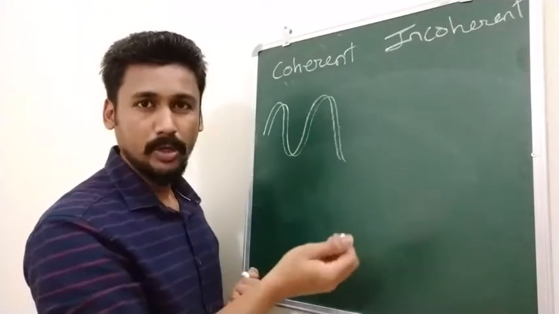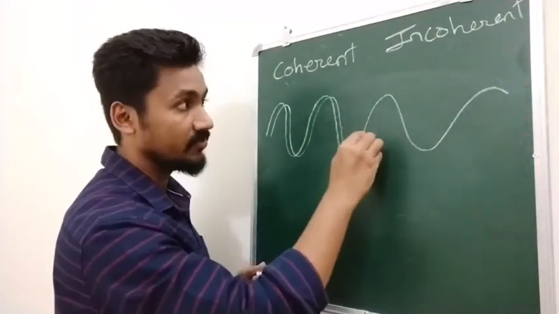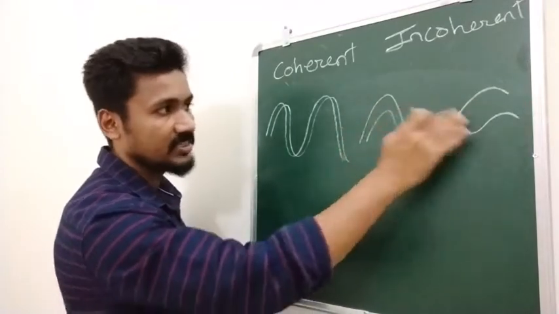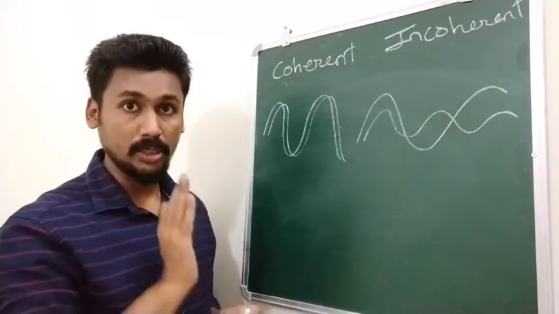But what will incoherent sources look like? They will not have a very fixed phase difference. They might have a phase difference something like this. Correct? There is no well-defined phase difference. It is not a constant one.